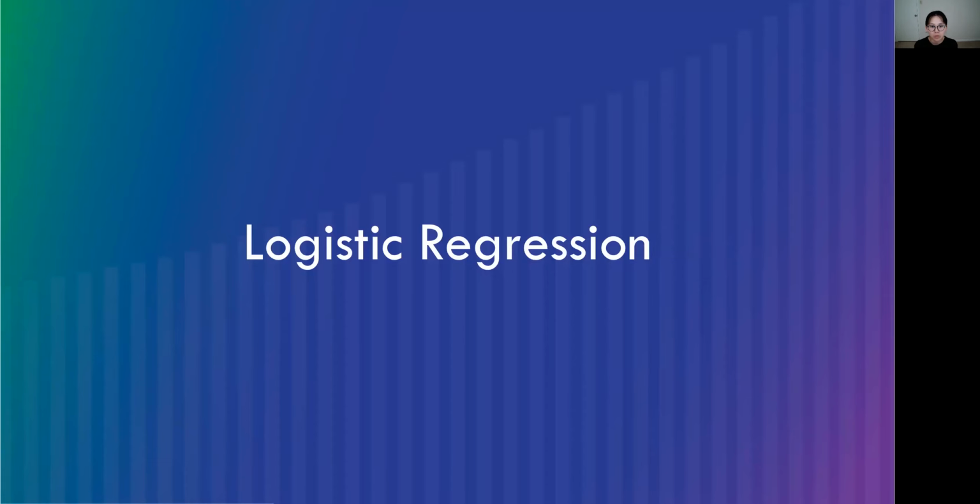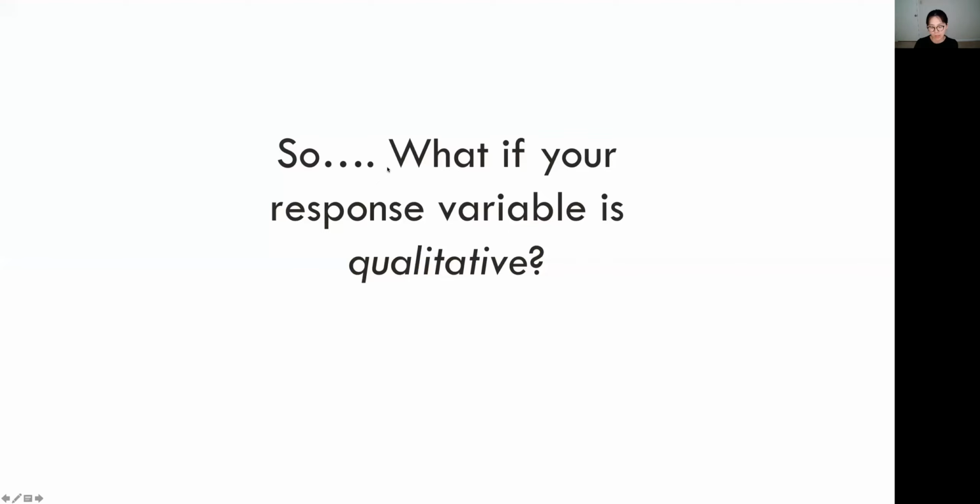This week, we will talk about logistic regression. So let's go ahead and start. What if the response variable we're interested in is a qualitative variable, which means it's a categorical variable or binary, like 0 or 1? So for this case, what shall we do?